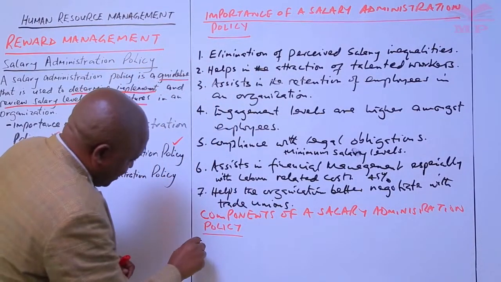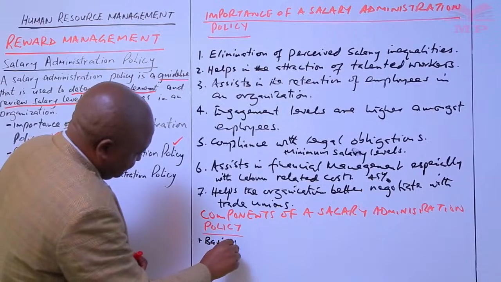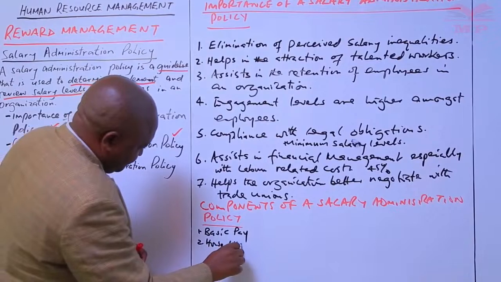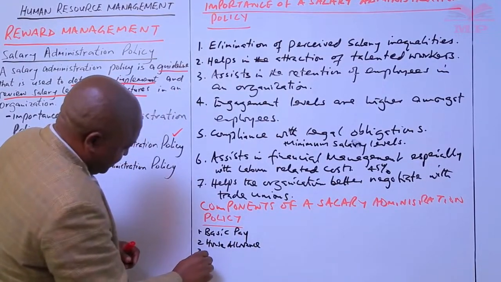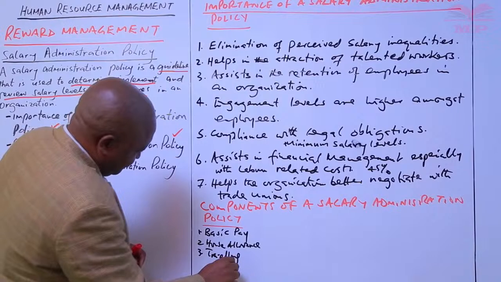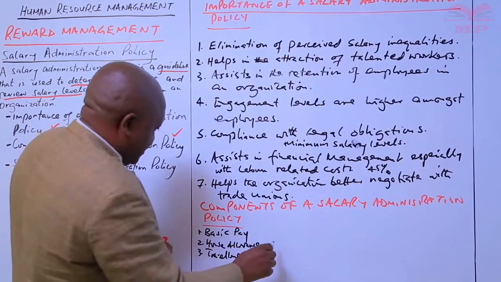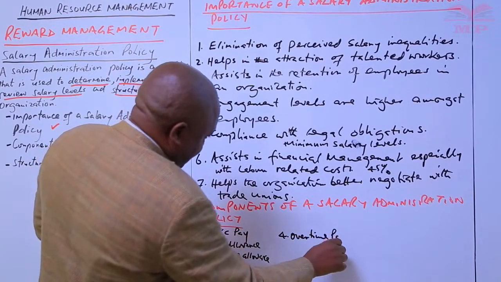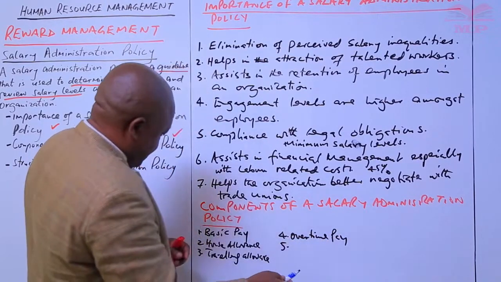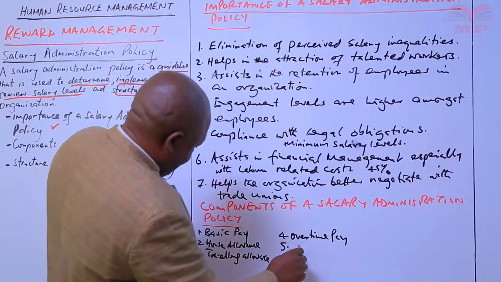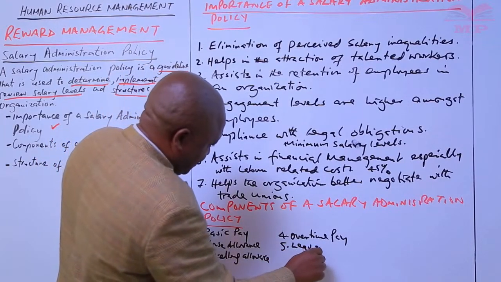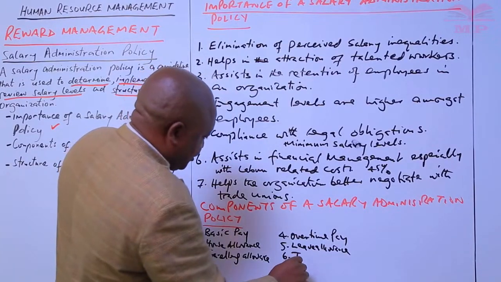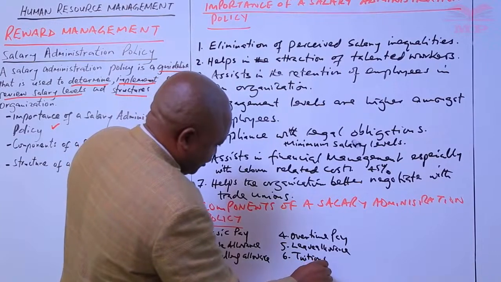1, basic pay, 2, house allowance, 3, traveling allowance, then you have 4, overtime pay, then you have 5, leave allowance, then you have 6, tuition assistance.